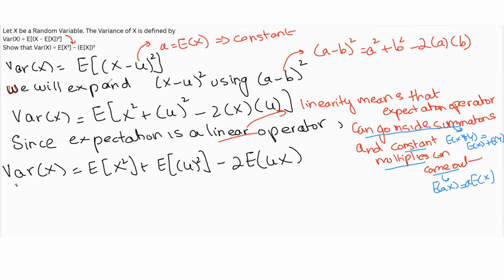That's the reason why we expanded (x minus mu) square using (a minus b) square, because linearity does not allow it to go inside non-linear functions like squares. It's not true that we could have just taken the expectation directly inside the square. That's not possible. Linearity only allows it to go inside summations and for constant multiples to come out. So that is the reason we needed to expand (x minus mu) square, so that we can take the expectation inside the sum. Directly, expectation cannot go inside the square. That's not what linearity allows.